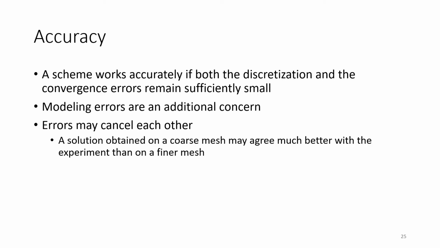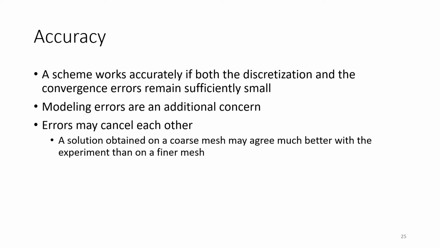I use the word accuracy a lot now, so let's define it. Accuracy is a bit of a relative thing. It depends on the motivation and the research task. The idea here is that discretization and convergence errors remain sufficiently small. Whatever is sufficient is an individual decision. It depends on the problem you want to look at. Modeling errors are out of consideration here because the accuracy of the numerical method doesn't affect the modeling errors.